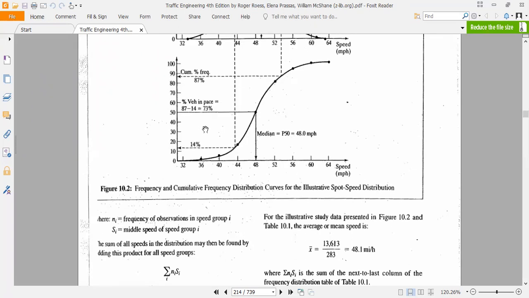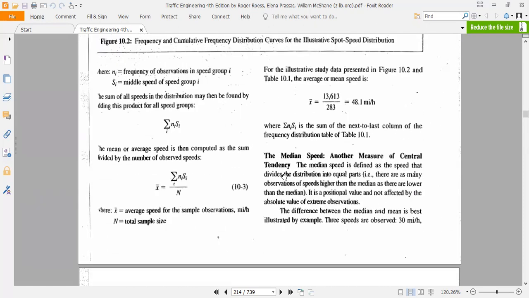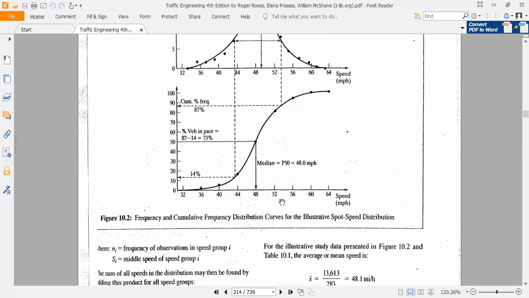Similarly, from the cumulative frequency curve, you can also calculate the 85th percentile speed. So, this is 85. If you start from this 85, you intersect with this curve and then you move down. That tells us that the 85th percentile speed will be between 52 and 56, so it will be around 54 mile per hour. So 54 mile per hour is that speed below which 85% of the vehicles are moving, or at a speed less than this.